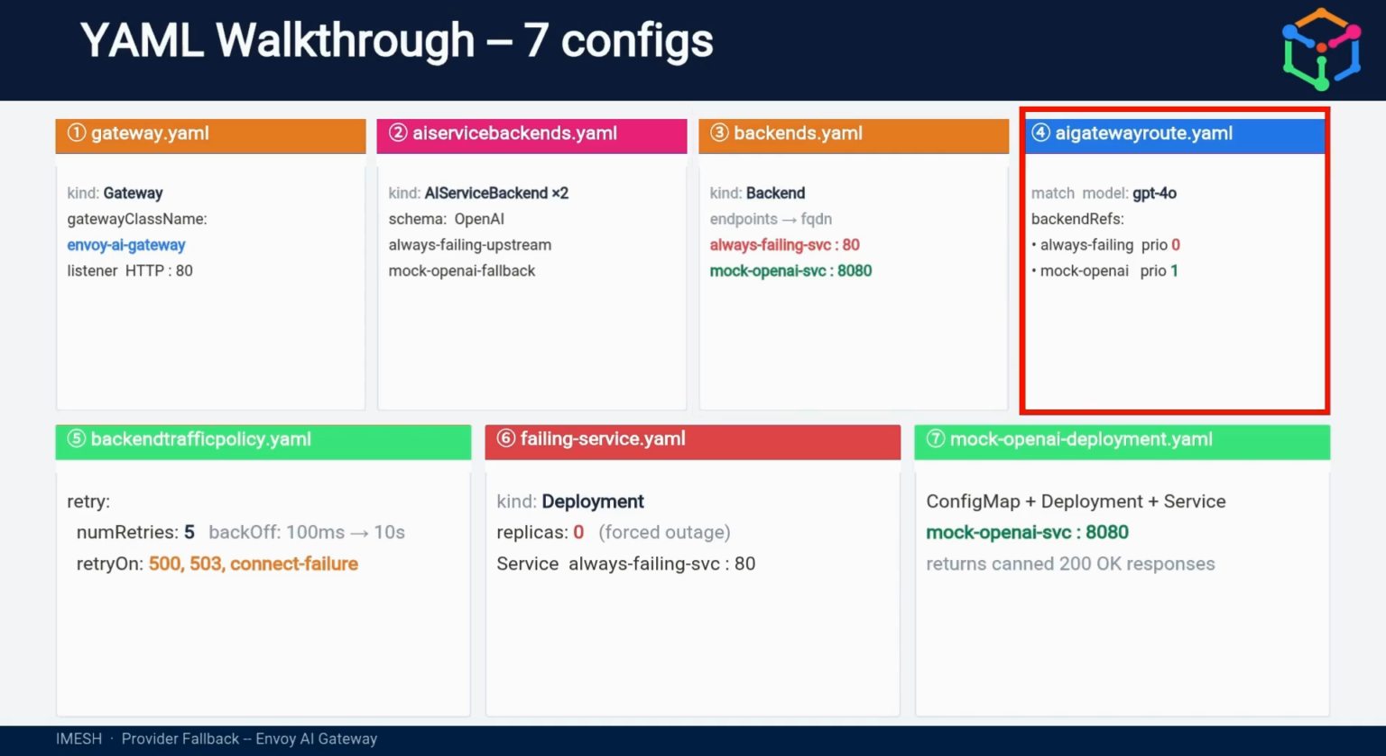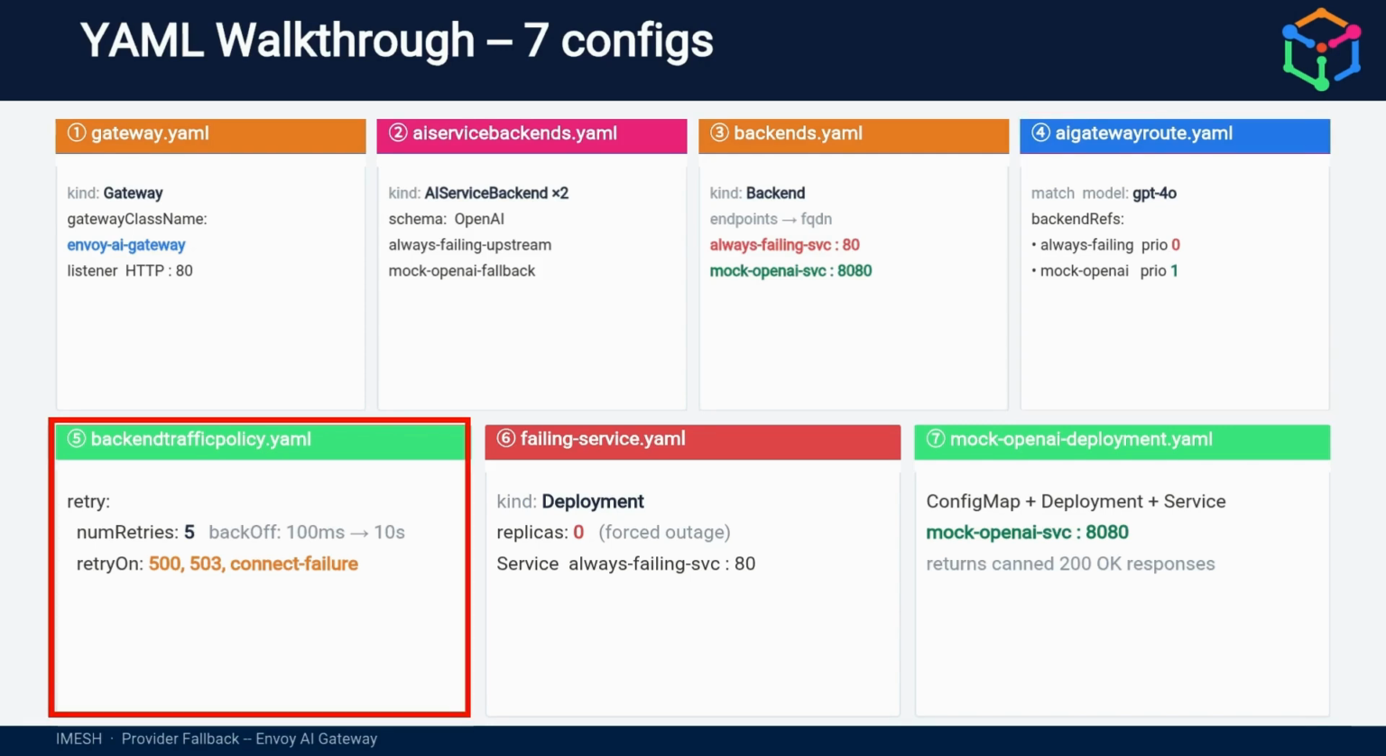Now we define routing behavior. The route matches requests for GPT-4o and specifies backend priorities. Priority 0 is the primary backend. Priority 1 is the fallback backend. This tells the gateway exactly how failover should occur. Provider fallback relies on retries. In BackendTrafficPolicy.yaml, we configure retry conditions, retry count, and exponential backoff.